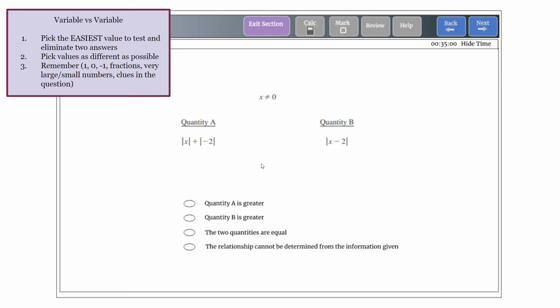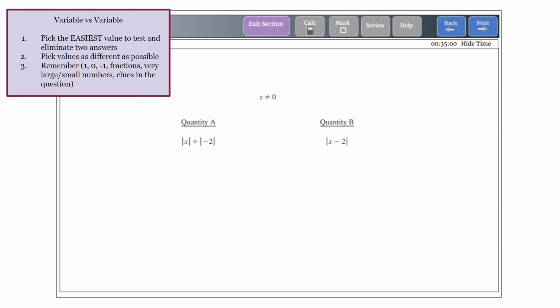So right away, we see that x can't be equal to 0, but quantity A and quantity B both contain an x, which means both of our quantities are going to vary, and depending on what we pick for x, it's going to change both quantity A and quantity B. So it doesn't make a ton of sense to try to just say, oh, I'm going to make A as big as possible or A as small as possible, because quantity B is also going to change along with it. So the easiest thing we can do here is to just start by picking a value like 1. And 1 is just an easy value to work through.